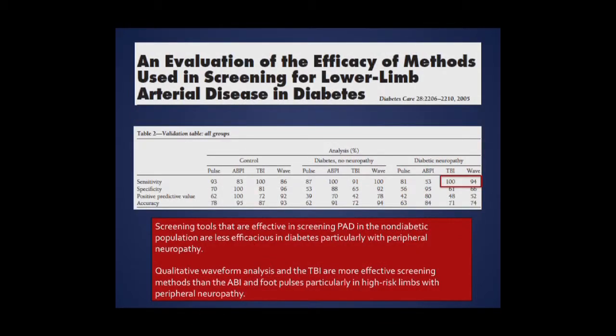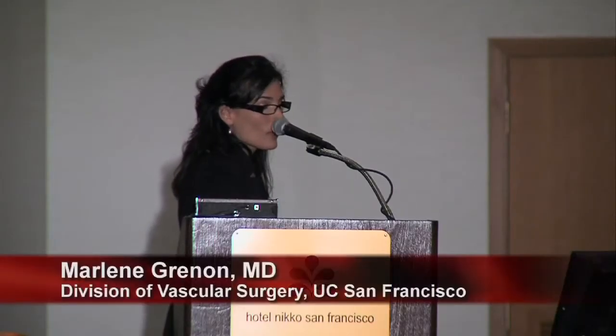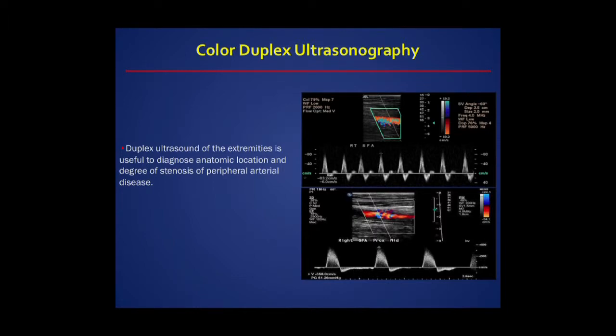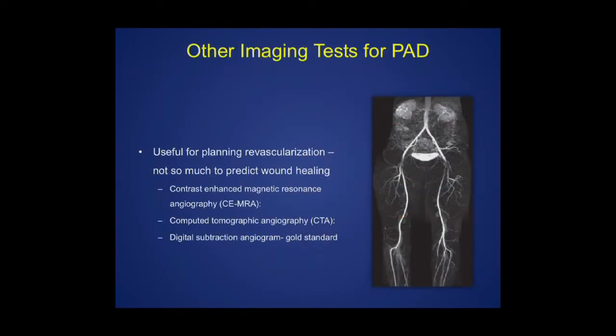In this study that was published a little bit more recently, the authors looked at the sensitivity, specificity, and accuracy of the different screening measures in patients that had diabetes and no neuropathy, and patients that had diabetes and neuropathy. In that setting, the TBI and the pulse volume recordings were the best measures for improved sensitivity. We have also other tools for screening, like ultrasound, and then obviously if we want to confirm the diagnosis, we could go on to anatomic imaging.